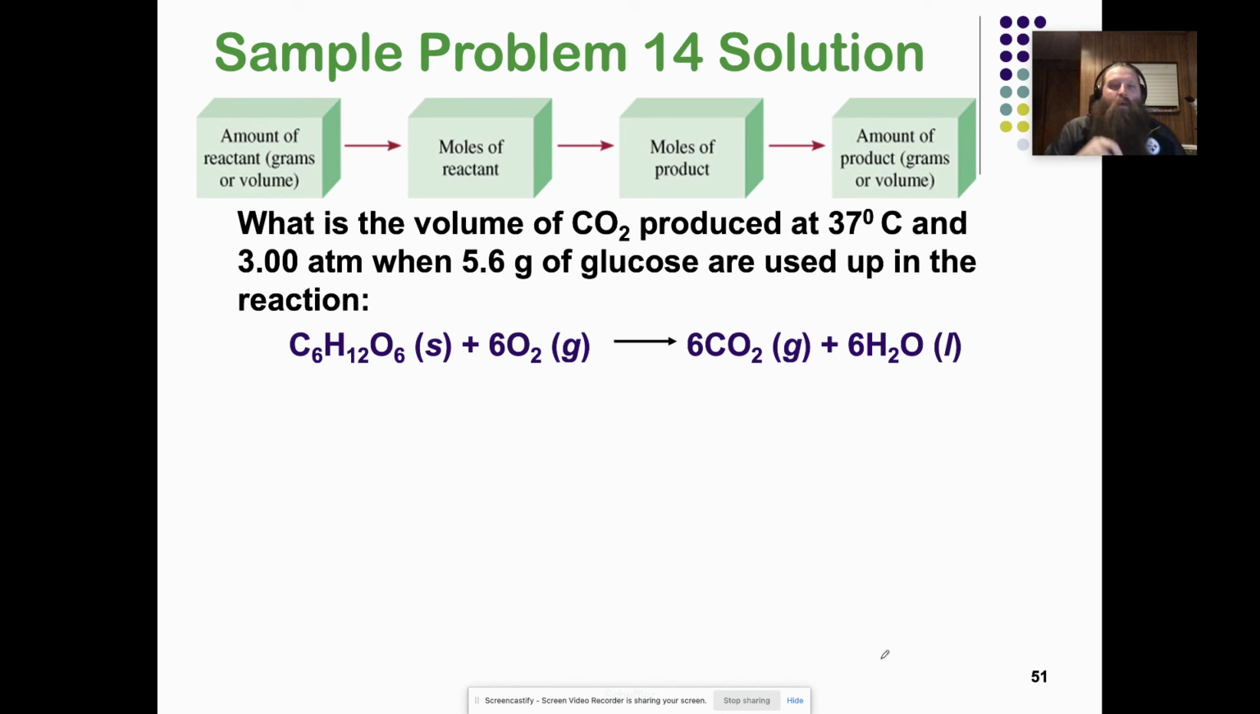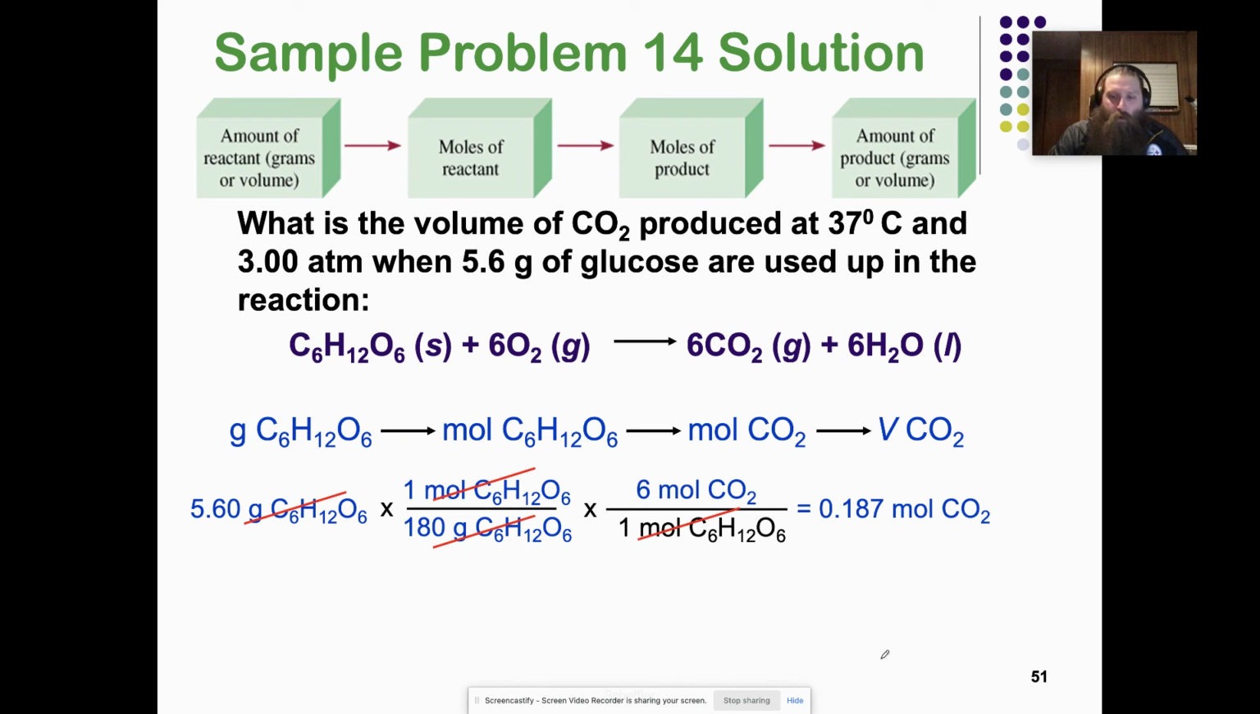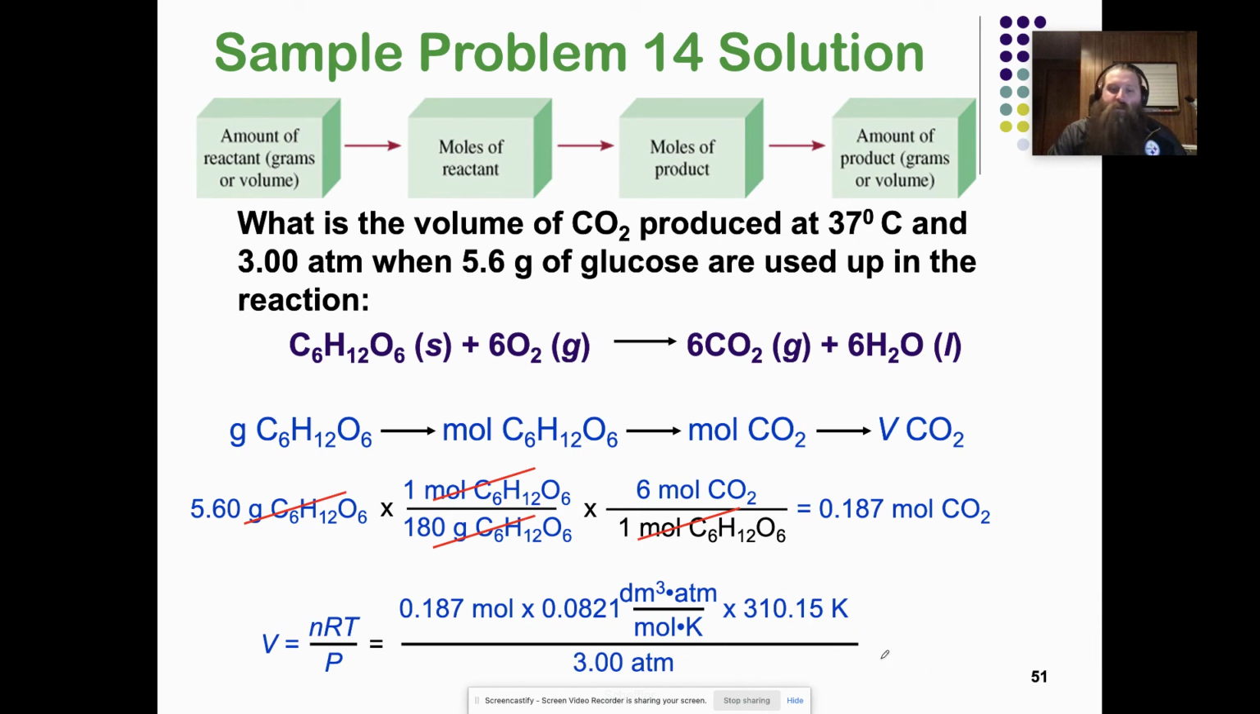Try this one. What is the volume of CO2 produced at 37 Celsius and 3 atmospheres? So all we've done is change it from 1 atmosphere to 3 atmospheres. I'm going to plug it in the exact same way. I'm still going to solve for volume, and my moles obviously haven't changed. I'm just going to change everything except now I'm putting in 3 atmospheres. And what do we find happens? Well, I make less, right? It's compressed. So I made the same amount of CO2, but the volume that it occupied is less.